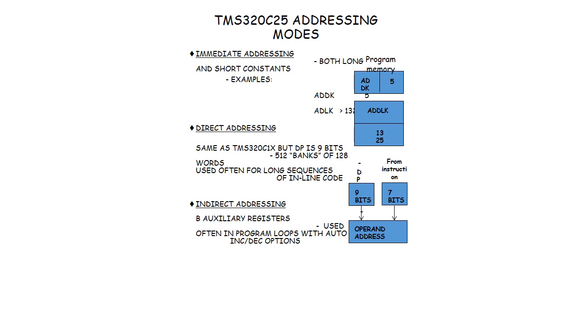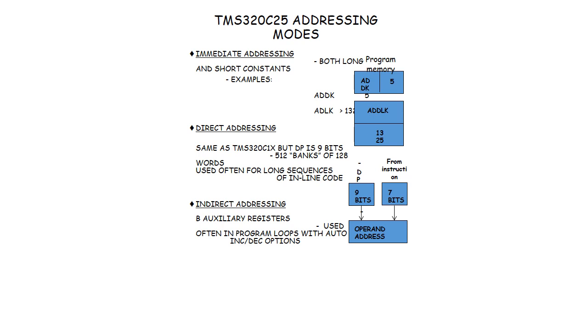Next, the TMS320 addressing modes. First is the immediate addressing mode, which has short constants, that is long and add k, add lk. The program memory is stored together and processes the immediate addresses. Next, direct addressing mode has 9 bits, that is 512 banks of 128 words. It is often used for long sequences of inline code. There are 9 bits for DP, and from the instruction it is 7 bits.